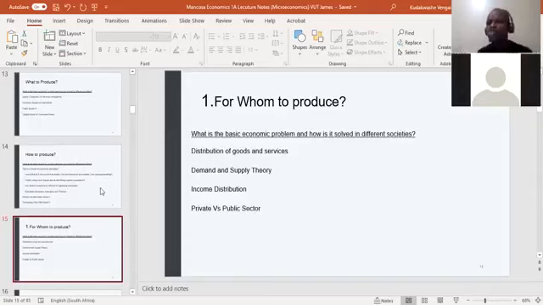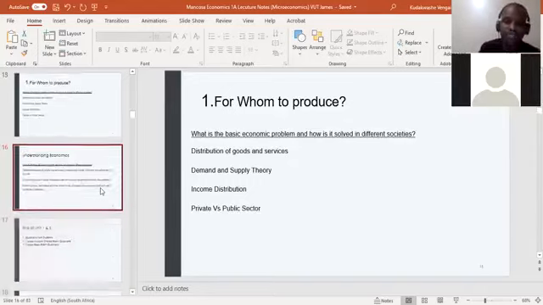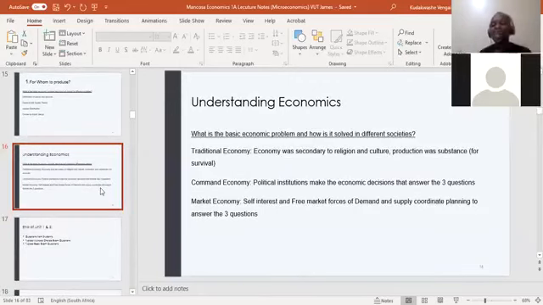Then how are you going to distribute these goods and services? Who are you going to allocate them to? You're now talking about prices as a signal. In some countries, they have rationing instead of prices. That's how they're going to distribute. Those are the various theories, such as income distribution, for example, public and private sector. Those are some of the things that we are now discussing under this specific bracket. So in summary, what to produce, how to produce, and for whom to produce.